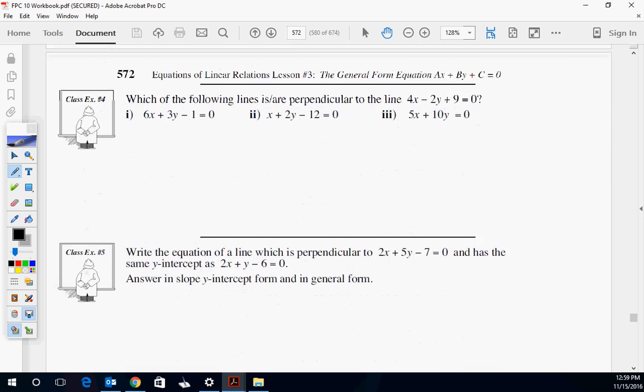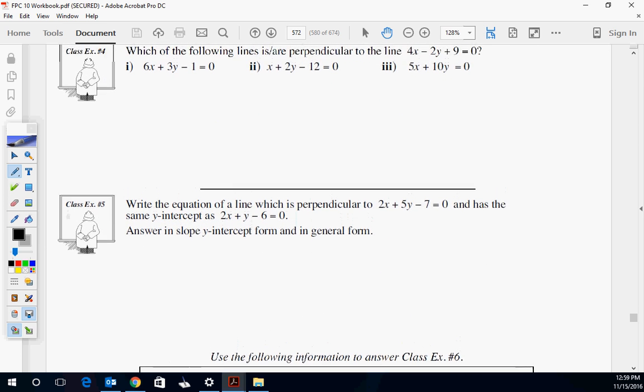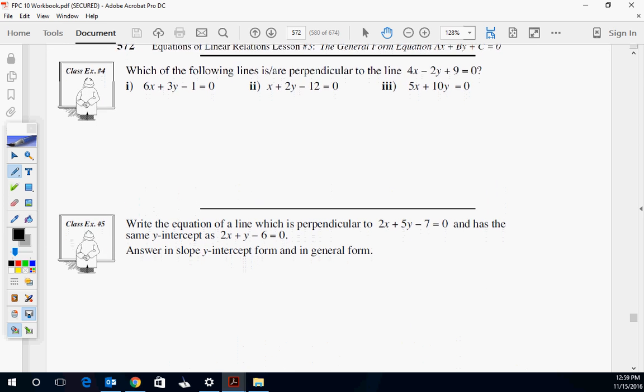All right, so which of the following lines are perpendicular to the line given there at the top?